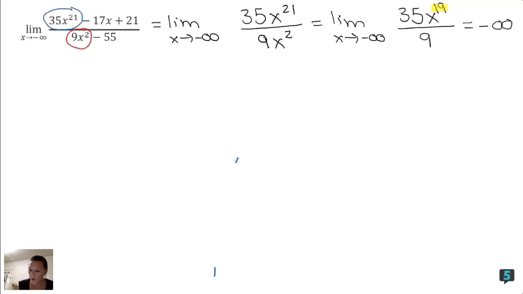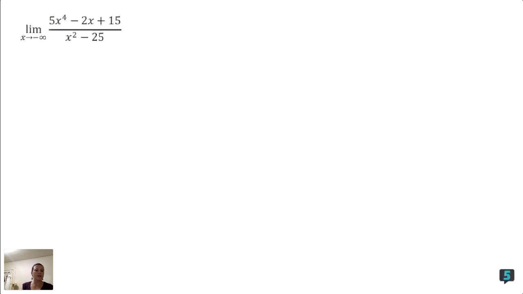Let's look at one more example, okay? This time we have the limit as x approaches negative infinity of 5x to the 4th minus 2x plus 15 all over x squared minus 25. Okay. So just as before, I'm paying attention to the term in the numerator that grows the fastest, and I'm paying attention to the term in the denominator that grows the fastest.